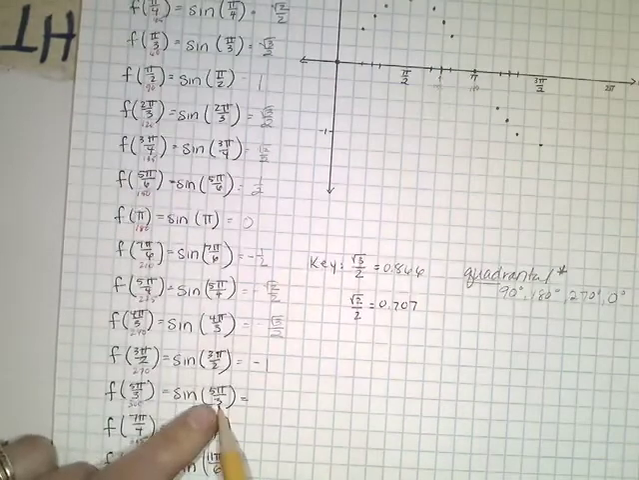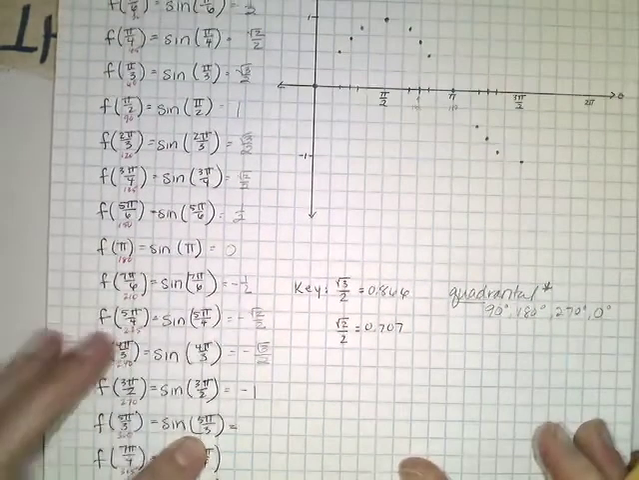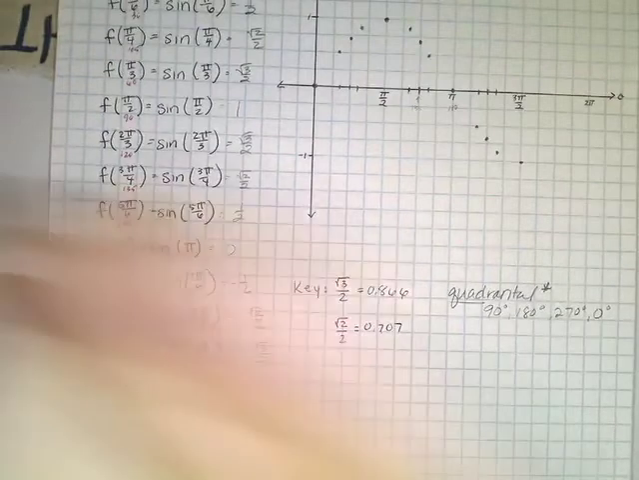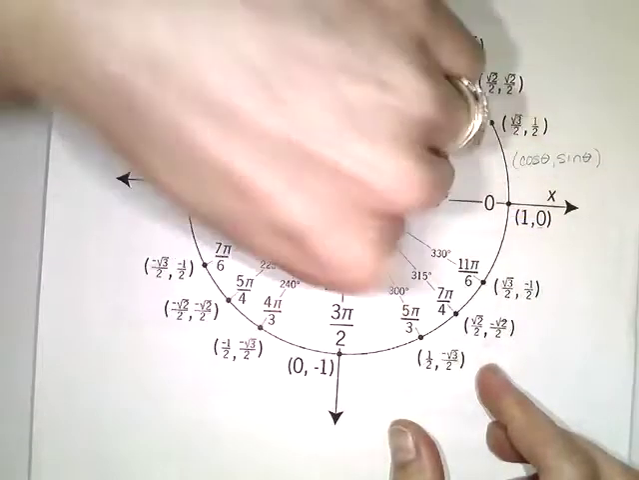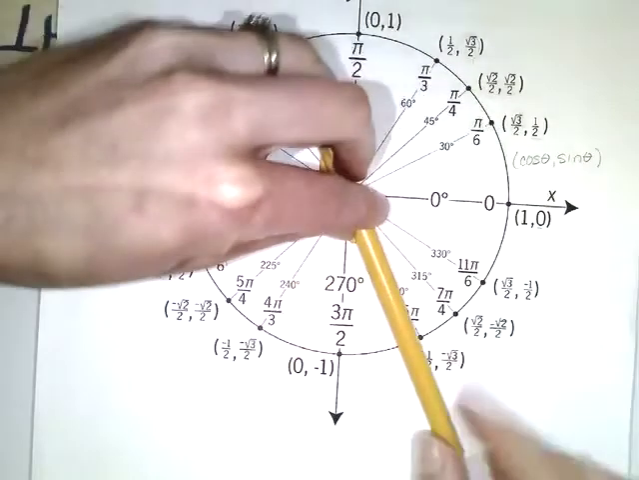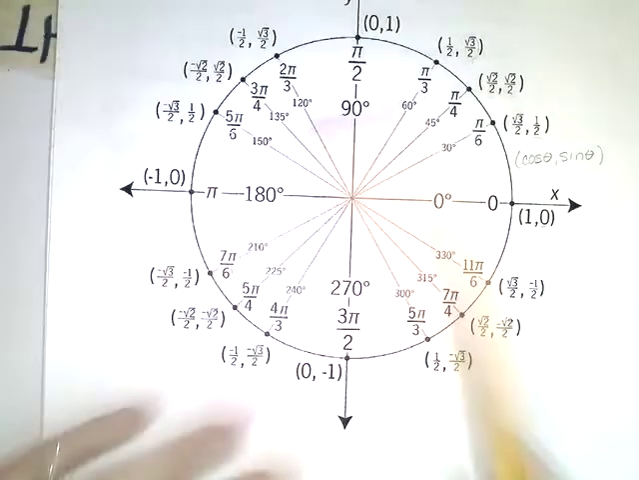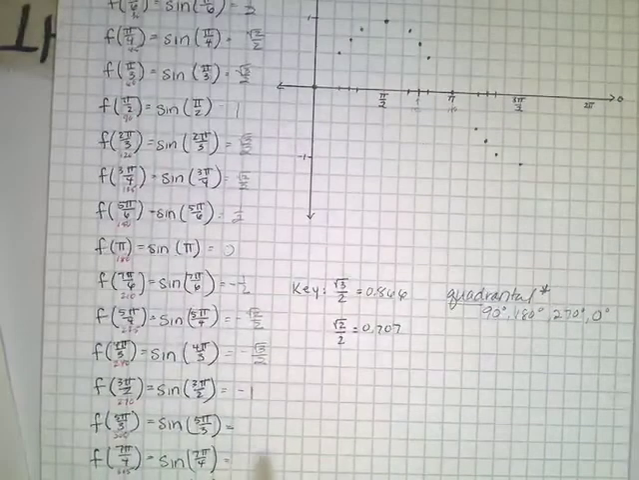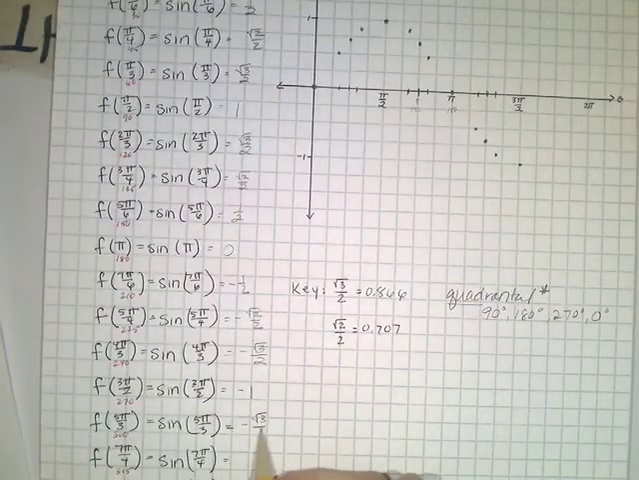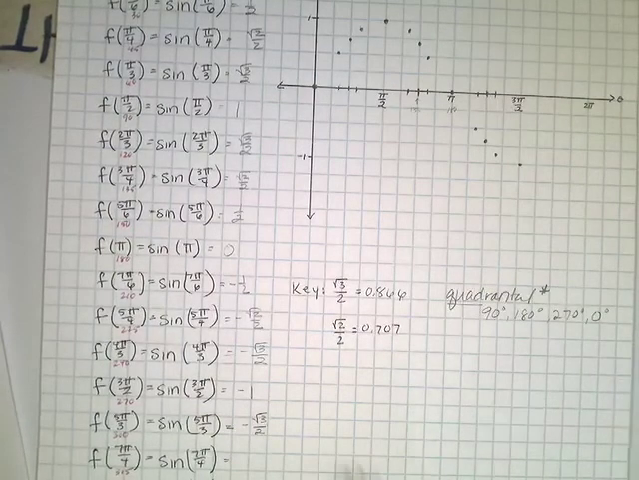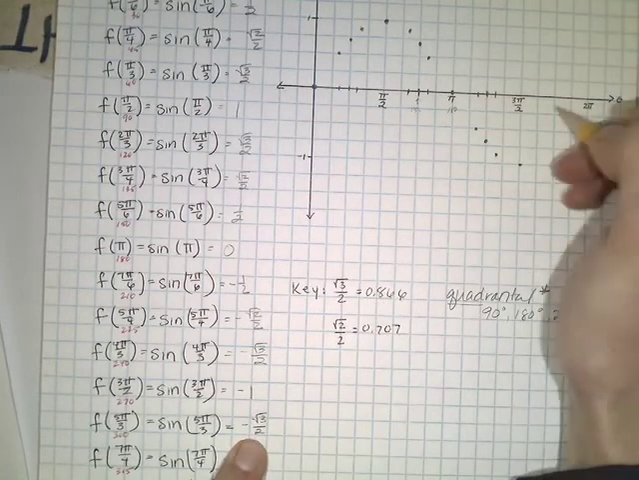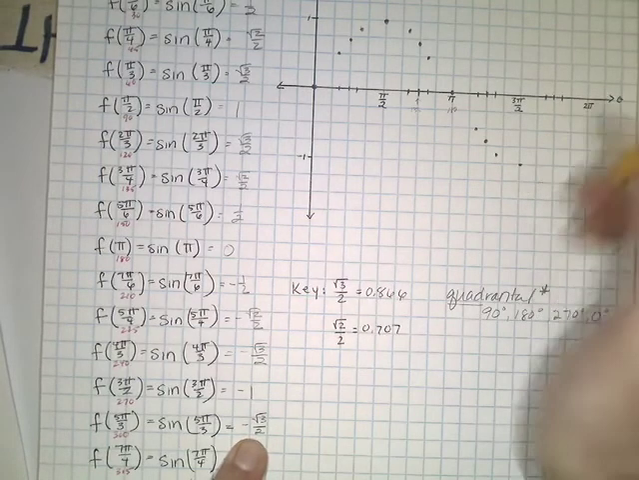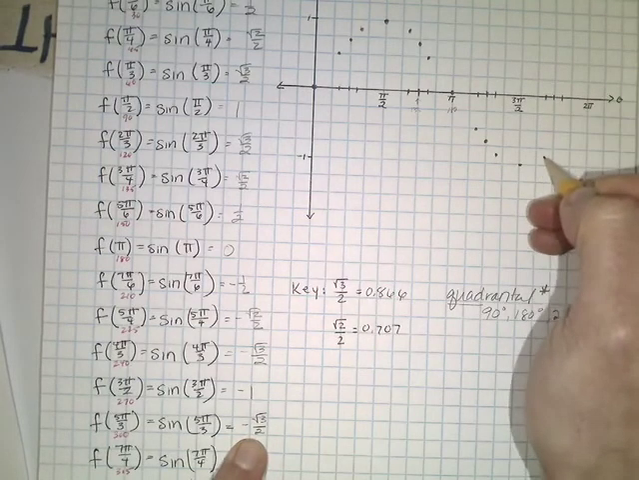And that's 5 pi over 3. 5 pi over 3 being 300 degrees. Again, from here, all the way around, negative square root of 3 over 2. And that's roughly negative 0.87. So it's going to be about here, there, yeah, it's there.